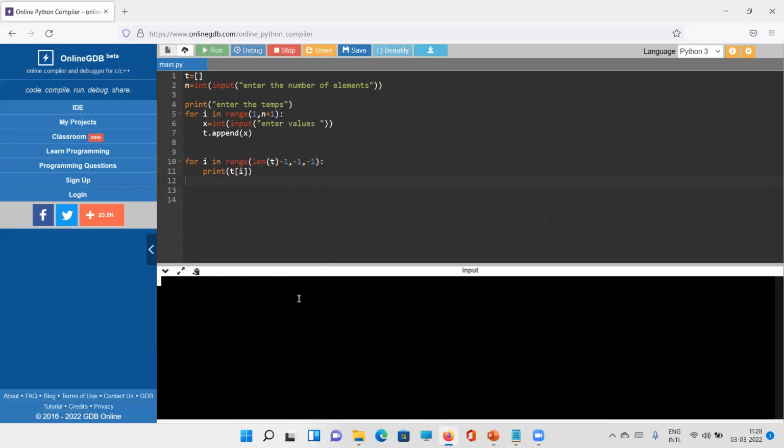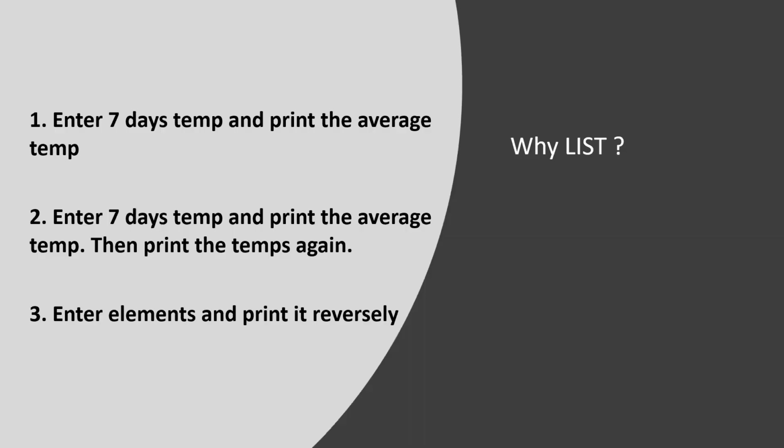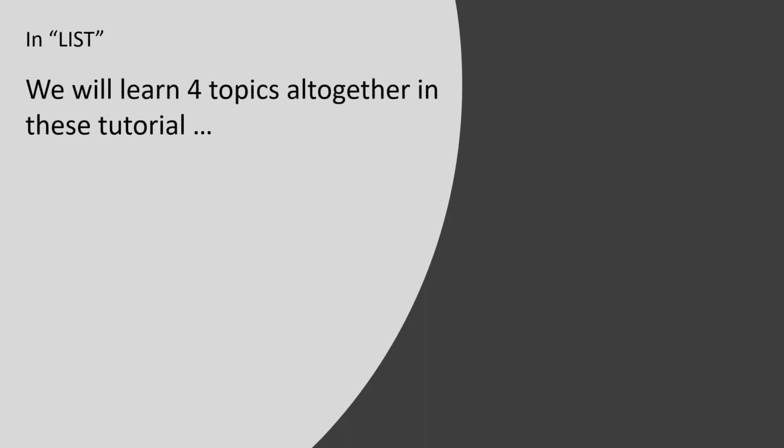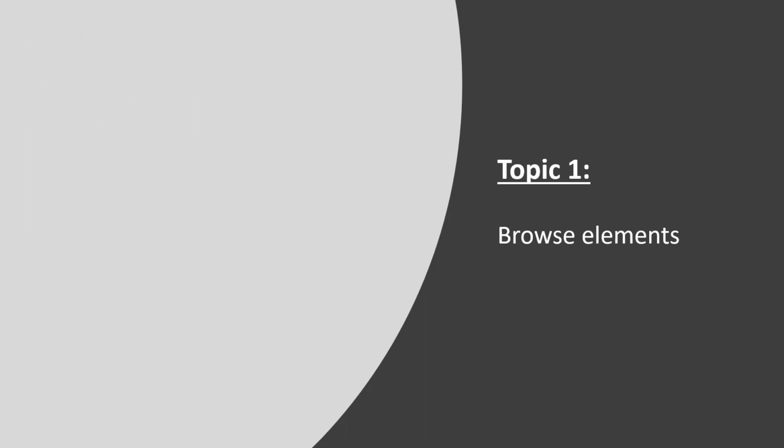Let me run this program once again. So if I want to deal with 3 elements again, 10, 20, and 30, say. So 30 will be printed first, then 20, then 10 in reverse order. So this is what the program is all about. So today we will be learning a few quick things, four things, I guess. Yeah, four things. So first we will learn how to browse elements of the list.